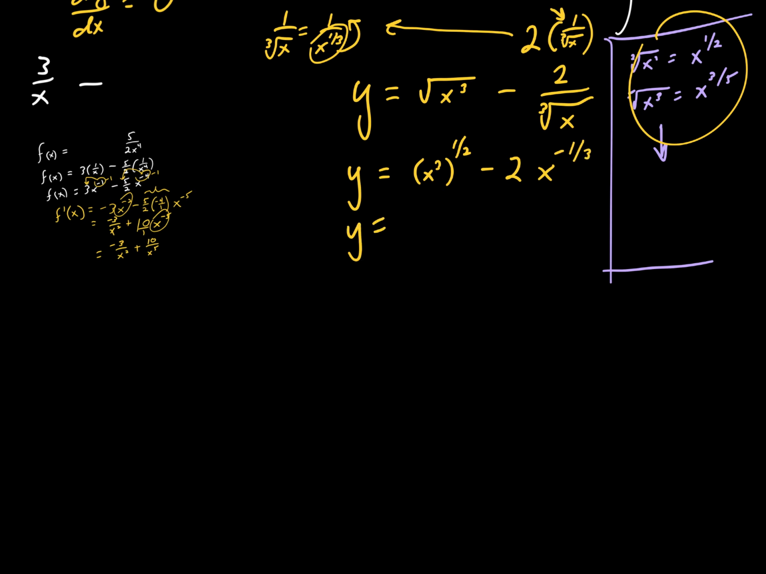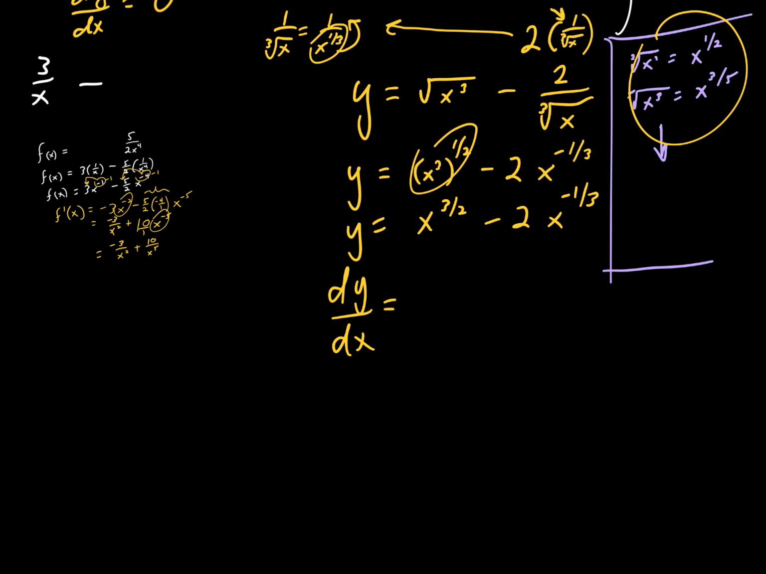I'm still not on my derivative yet. I just want to clean this one up. What do you do when you have an exponent raised to an exponent? You multiply them. That is x to the 3/2 minus a 2, x to the negative 1/3. Let's take the derivative. What is dy dx? The derivative of y with respect to x.